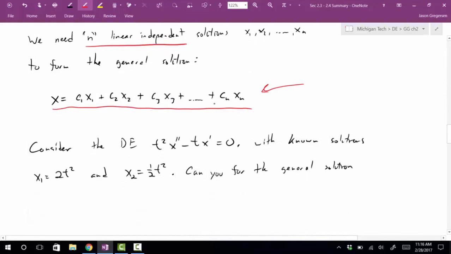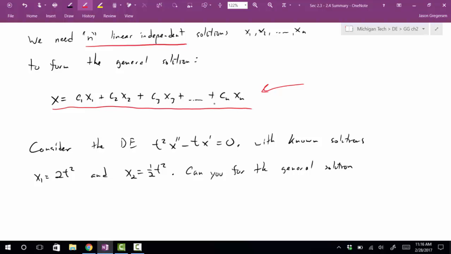So here's an example. Same differential equation, except the homogeneous version. Now I'm telling you that it has known solutions. See, the problem with this differential equation, it does not have constant coefficients. So we actually don't have a method yet for finding the solution to this guy. But I am telling you that if you take 2t squared and you take the derivatives and you plug it in, you will get a true statement. 2t squared is a solution. Also, x is equal to 1/2 t squared is also a solution.